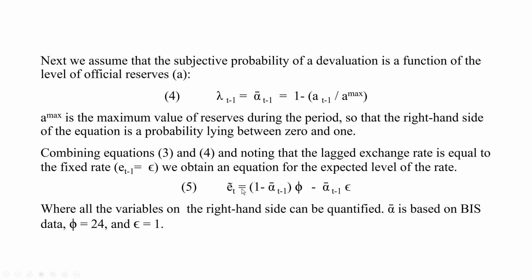Notice that all the variables here in equation 5 can now be quantified. Again, alpha bar comes from the BIS claims on Cuban claims on reporting countries. Phi is 24 because I assume that the equilibrium exchange rate is equal to the Cadeca rate, which throughout the period was considered as something that might approximate an equilibrium rate. And of course, epsilon is equal to 1, that's the fixed exchange rate. So I can quantify everything here, and I can plot that.